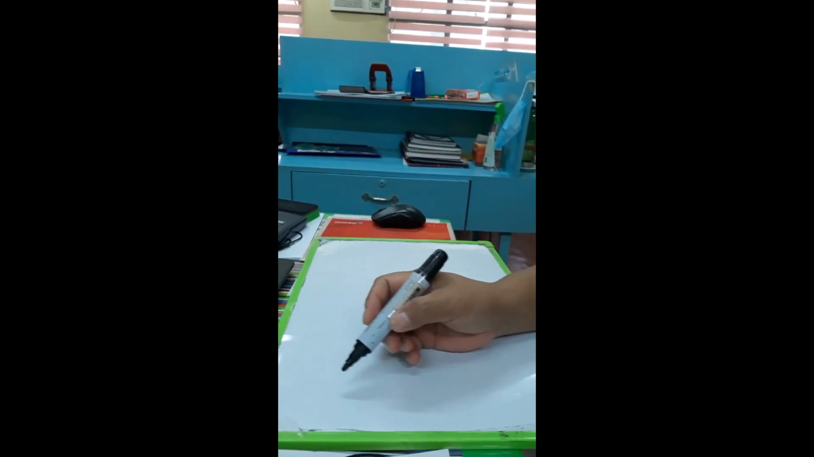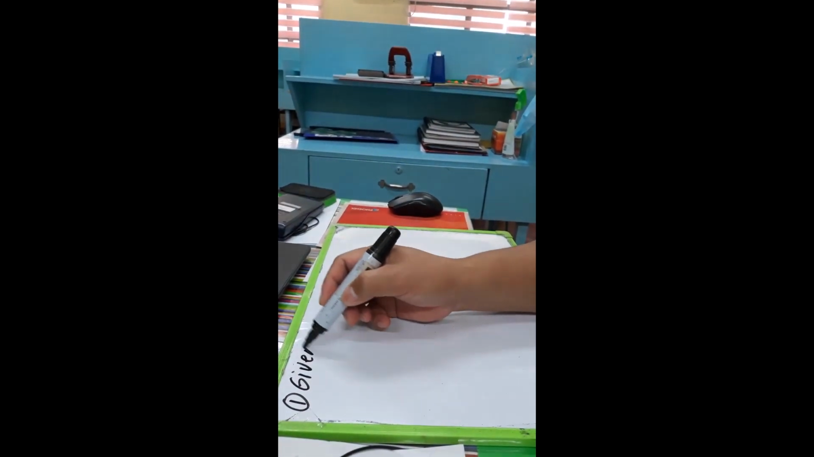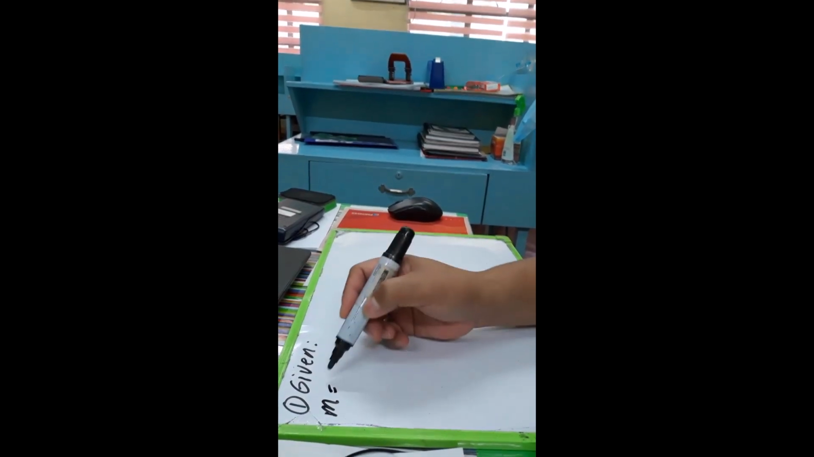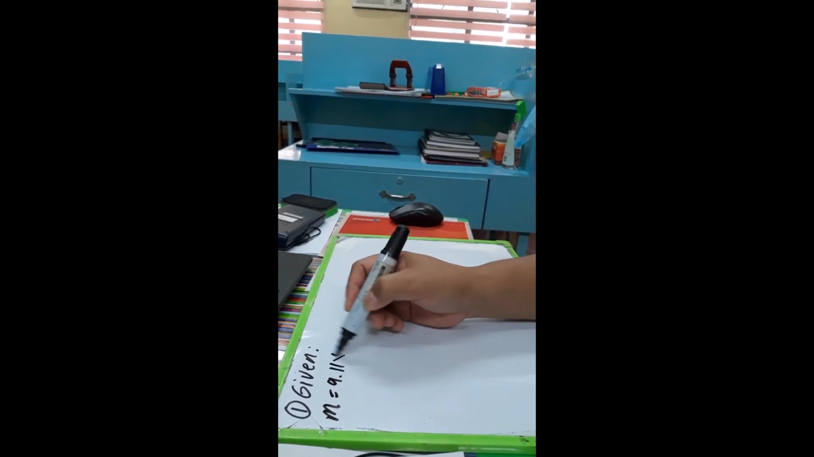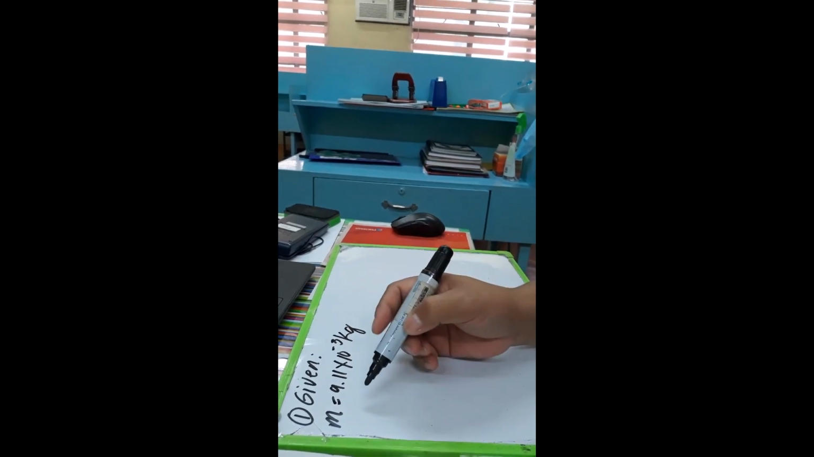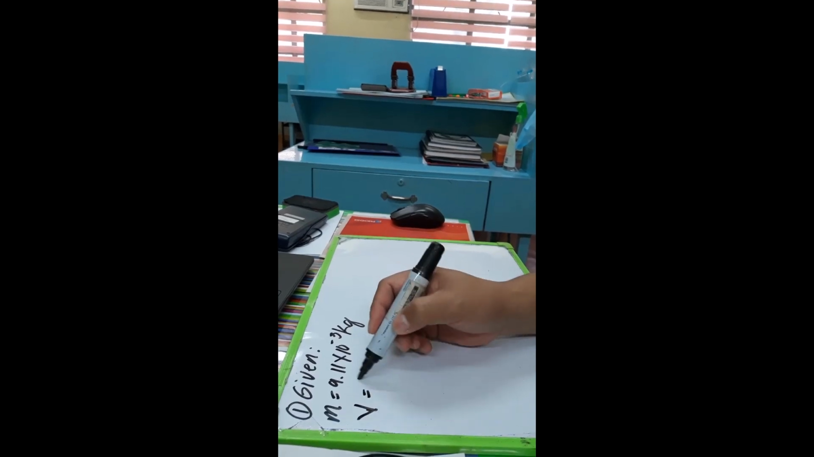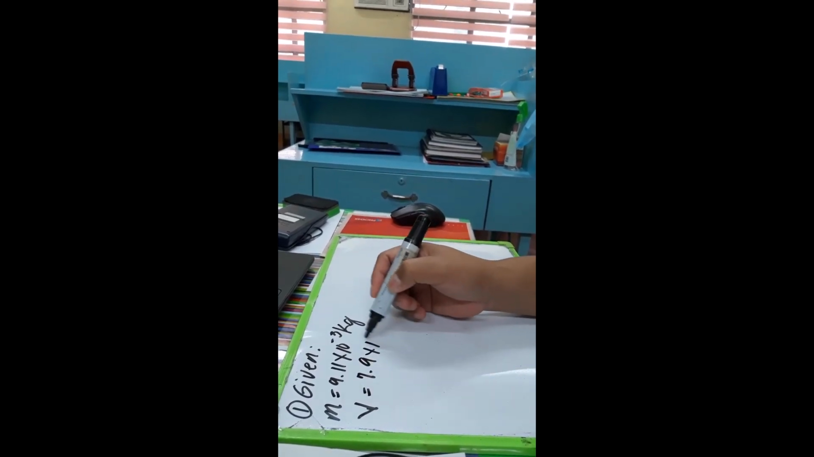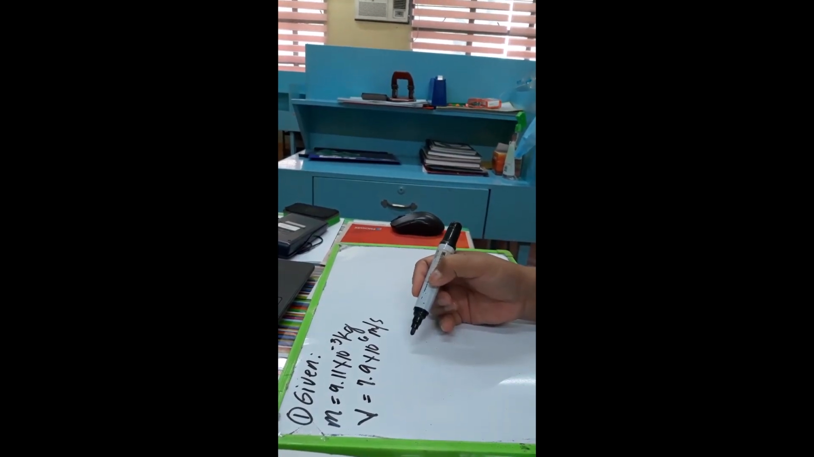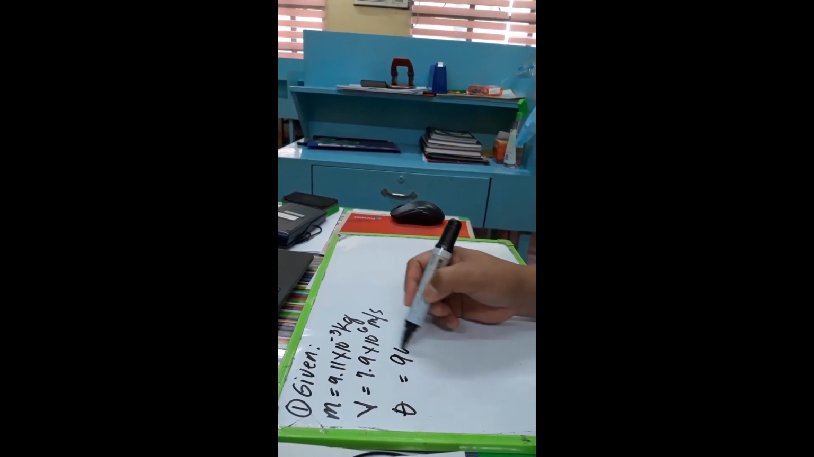This time, we will try to identify the given in our problem number 1. So, given R, we have the mass. Mass is equal to 9.11 times 10 raised to negative 31 kilogram. We have our velocity, which is equal to 7.9 times 10 raised to 6 meter per second. We also have our angle there, which is 90 degrees.